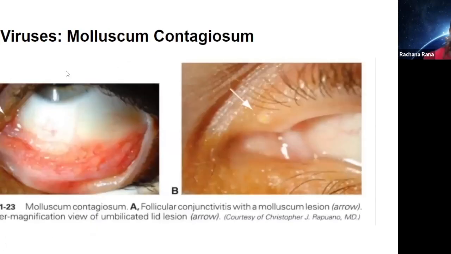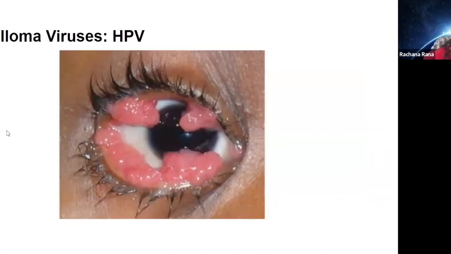Among the pox viruses, one of the common ones is molluscum contagiosum. There are very small, tiny lesions with a central umbilicated area. There can also be a discharge. Sometimes in immunocompromised AIDS patients, there is a series of molluscum lesions in the lid area. This is again papillomavirus, which is caused by human papillomavirus. We can see human papillomaviruses causing this type of lesion.